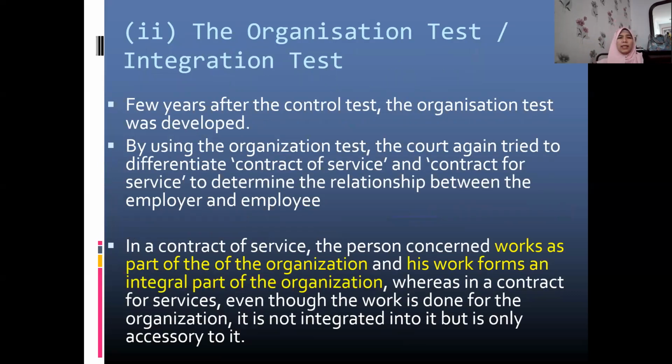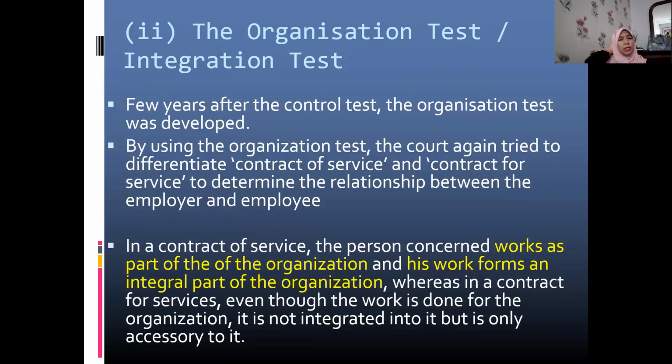Okay, let's go to the second test in order to see whether it's a contract of service or a contract for service. We have the organization test, or we call it the integration test here, because a few years after the control test, which was found to be not really accurate and doesn't cover all situations, this test was formulated. So by applying this test, the court is trying to differentiate between a contract of service and a contract for service, so that they will know whether a relationship of employer-employee exists.